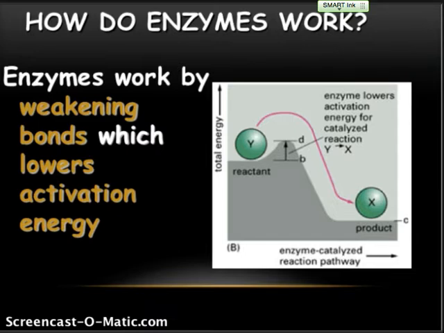How do enzymes work? Enzymes work by weakening bonds, which are going to then lower what we just referred to as the activation energy. So again, in this diagram, we see the total energy on our y-axis, and we have the enzyme catalyzed reaction pathway on the x-axis. And we'll see here that in order for the reactant to turn into the product, there needs to be some sort of activation energy, and the enzyme again will lower this activation energy.